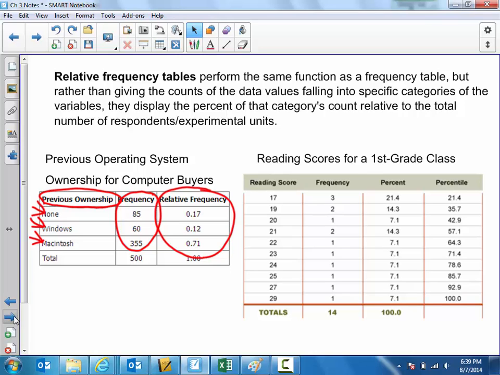So in the second column, it's a little bit harder. I mean, you guys are capable, you're very good math students. It's a little harder to see that no previous ownership occurred about a fourth as often as a Macintosh ownership, versus in the relative frequency column in the third, you can much more easily see that 0.17 is just under a quarter of 0.71. The numbers are smaller, they're easier to see and process.